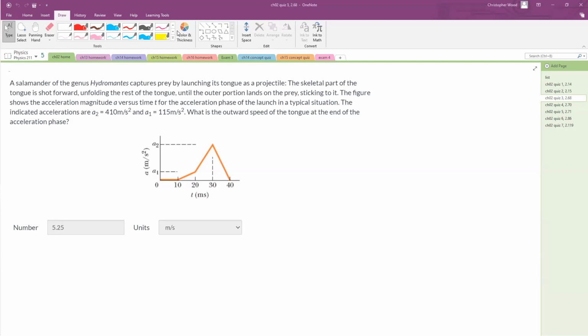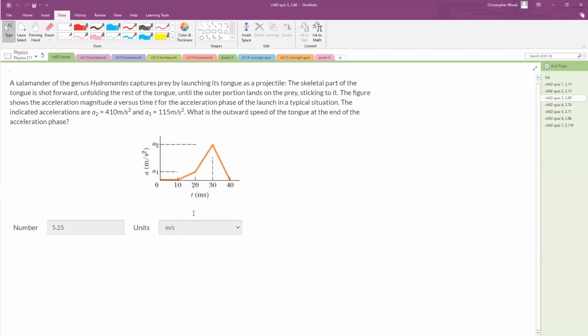The right way is to say, oh, maybe when I do the homework, that's when I can really make sure I understand the solution to this particular problem. So we have a salamander of the genus Hydromantes capturing prey by launching its tongue as a projectile. So here's a picture of Hydromantes. There's a picture of a salamander launching its tongue like a projectile to catch a bug or a fly. Pretty impressive if you ask me.